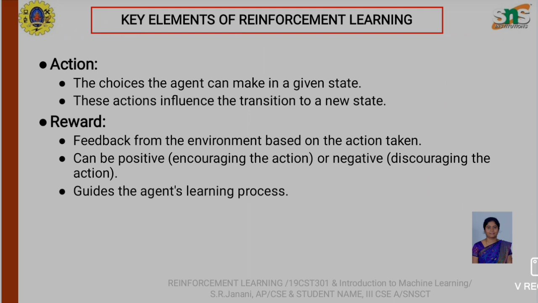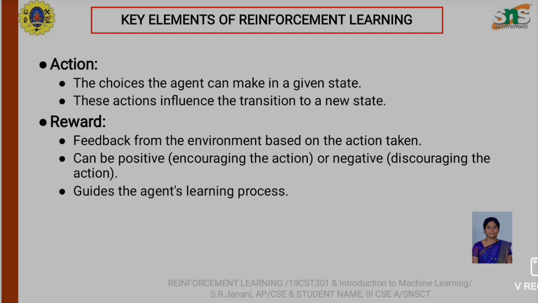The fourth element of reinforcement learning is action. The choices the agent can make in a given state are called actions. These actions influence the transition to a new state. The fifth element of reinforcement learning is reward, the feedback from the environment based on the action taken. It can be either positive, encouraging the action, or negative, discouraging the action. It guides the agent's learning process.